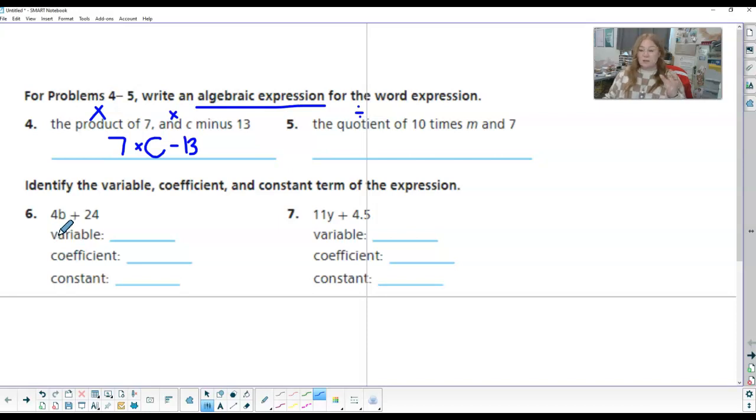So a variable is our letters. Those are the things that could change, right? This b could be 5, could be 10, could be 100. We don't know what this b is. So it can vary and it can change. So our variable in this problem is b.